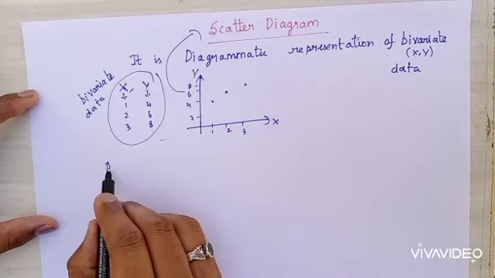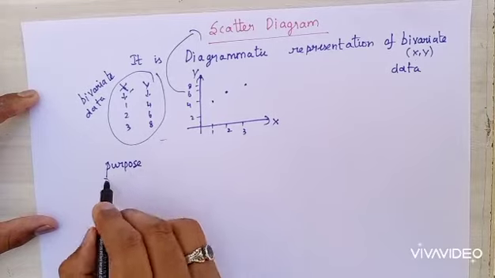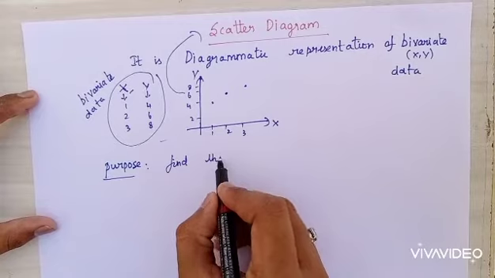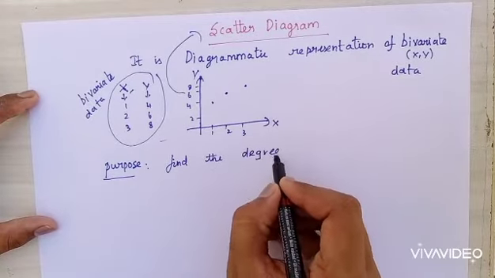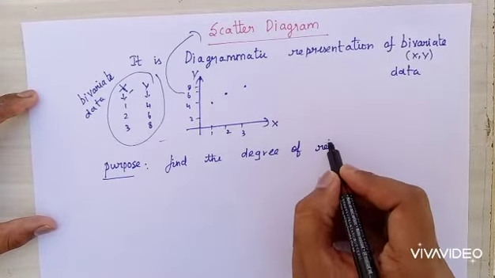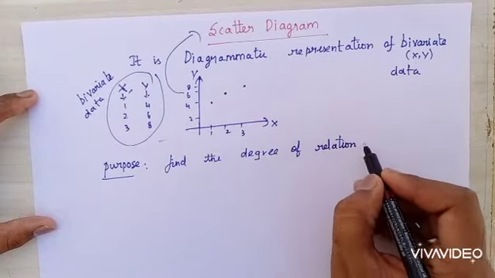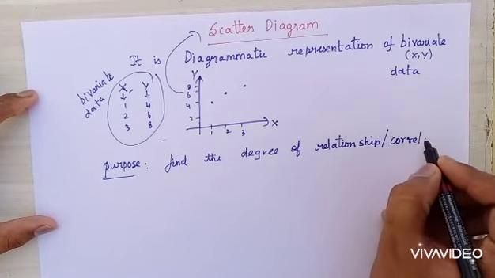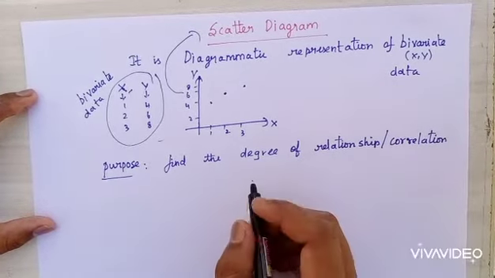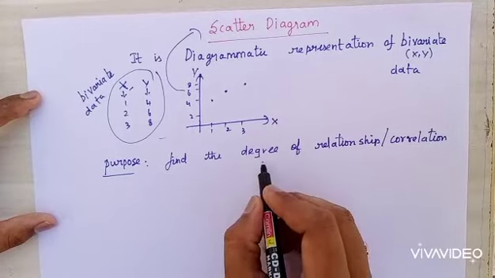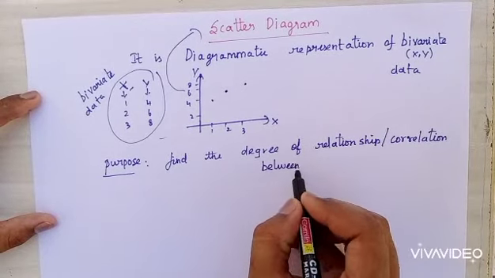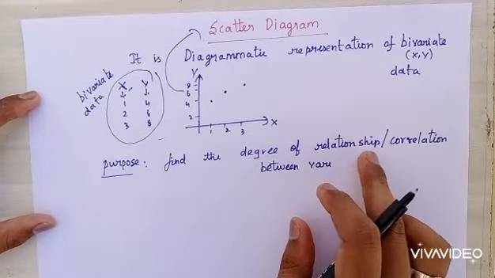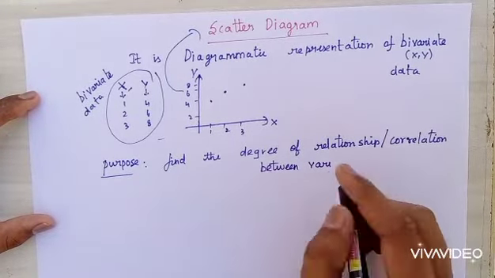Based on this, what is the purpose of a scatter diagram? The purpose of the scatter diagram is to find the degree of relationship or correlation between the variables.